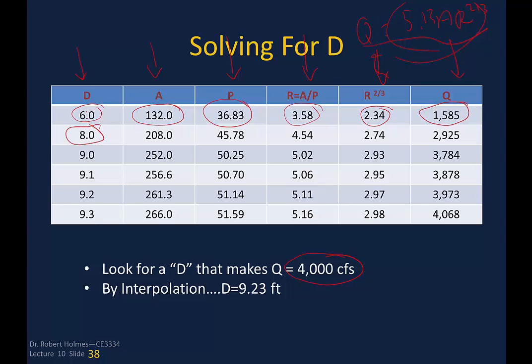I guess 8 feet of depth. I get 2925, still not big enough. I go down here, 9.2. I get 3973, almost there. 9.3, I'm at 4,068. So I know that it's somewhere between 9.2 and 9.3. I could step through it a 100th at a time, 9.21, 9.22, etc., and look for 4,000. But I'm simply going to interpolate between the two and say that the normal depth is equal to 9.23 feet.